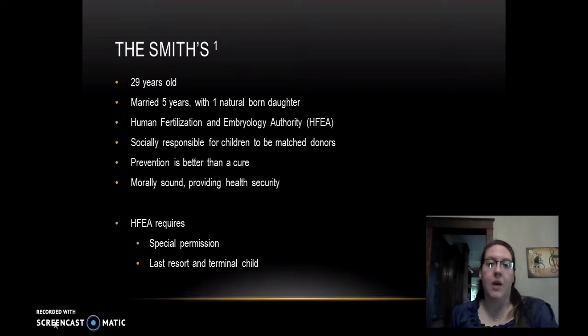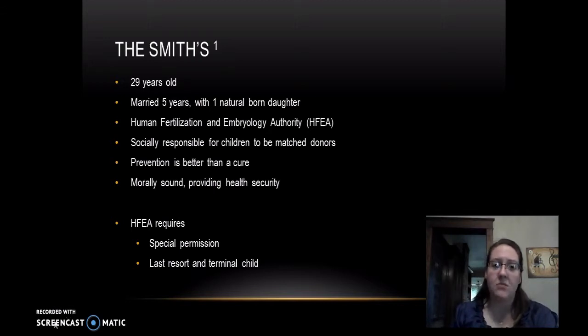That way, you wouldn't be able to say that the second child was only brought along as a donor baby, like a spare parts baby, or anything like that. It would be considered socially responsible for the children to be matched as donors from the beginning. And that way, if one of the kids did get sick, they automatically had, in case, 4 other donors that would be available. Prevention is better than a cure. Otherwise, why would they tell us not to smoke cigarettes if it weren't damaging to the body? In addition, it is considered morally sound, and they would be providing better health security.